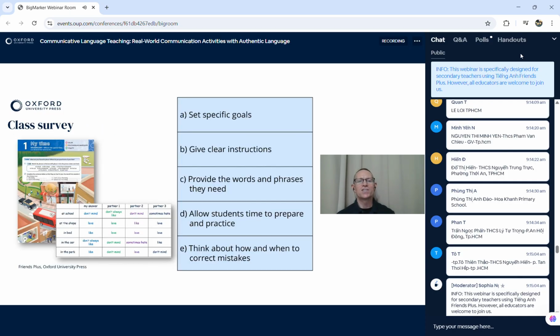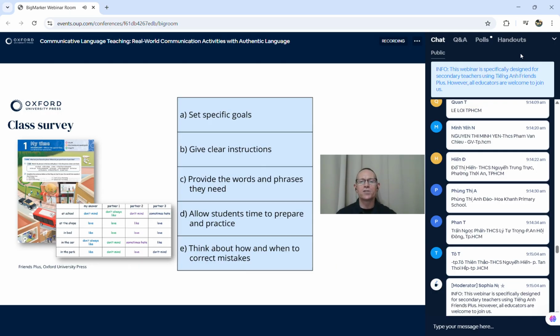So in this activity, class survey, I hope you could see that there was a specific goal. Students write down their partner's answers. That can keep them engaged and motivated. We saw how to give clear instructions. The textbook provided the words and phrases that they needed with the vocabulary and the sentence stems that we saw in there.